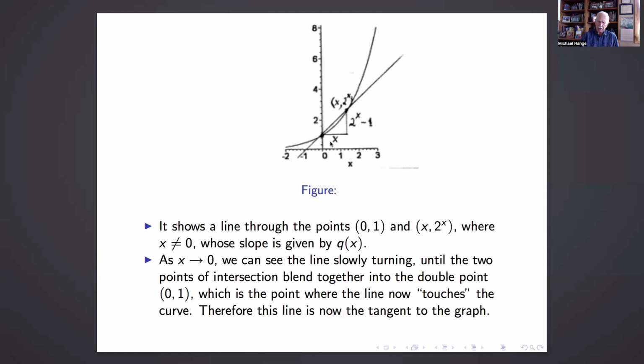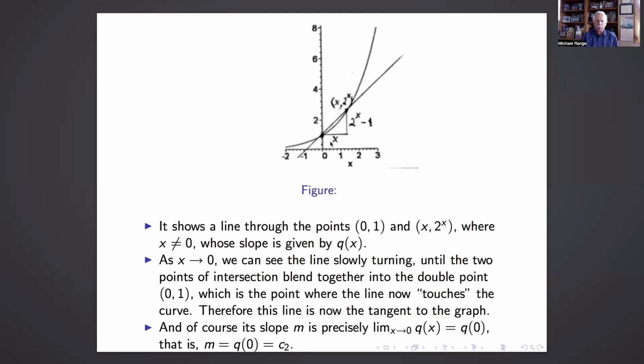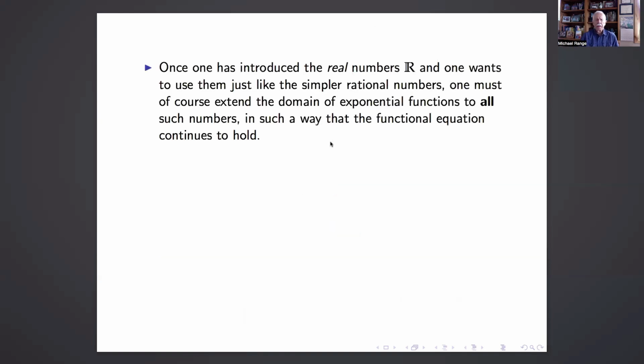Therefore, this line is now the tangent to the graph. And of course, its slope m is precisely the limit of q of x as x goes to 0, which is this value c sub 2. Once one has introduced the real numbers r, and one wants to use them just like the simple irrational numbers, one must of course extend the domain of exponential functions to all such numbers in such a way that the functional equation continues to hold.